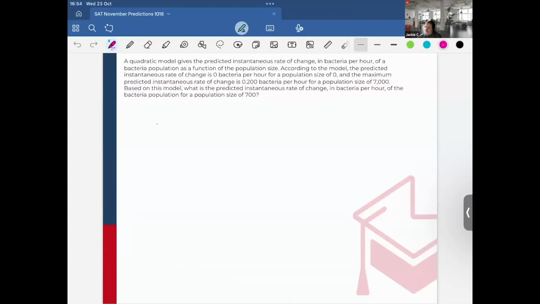Okay, next up we have a quadratic model gives the predicted instantaneous rate of change in bacteria per hour of a bacteria population as a function of the population size. According to the model, the predicted instantaneous rate of change is 0 bacteria per hour for a population size of 0. And the maximum predicted instantaneous rate of change is 0.200 bacteria per hour for a population size of 7,000. Based on this model, what is the predicted instantaneous rate of change in bacteria per hour of the bacteria population for a population size of 700?